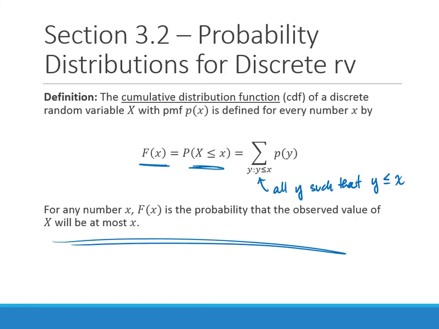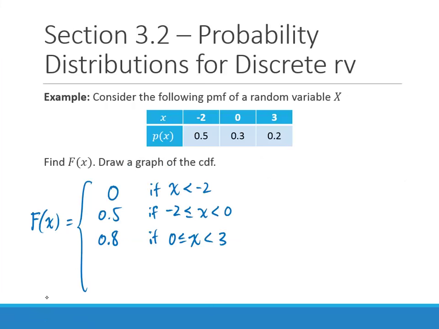So my probability that x is less than or equal to 0 is going to be, what if it equals 0? Yes, the probability that x is less than or equal to 0 is 0.8. The probability that x equals 0, that's our PMF. So we're talking about a different thing here.